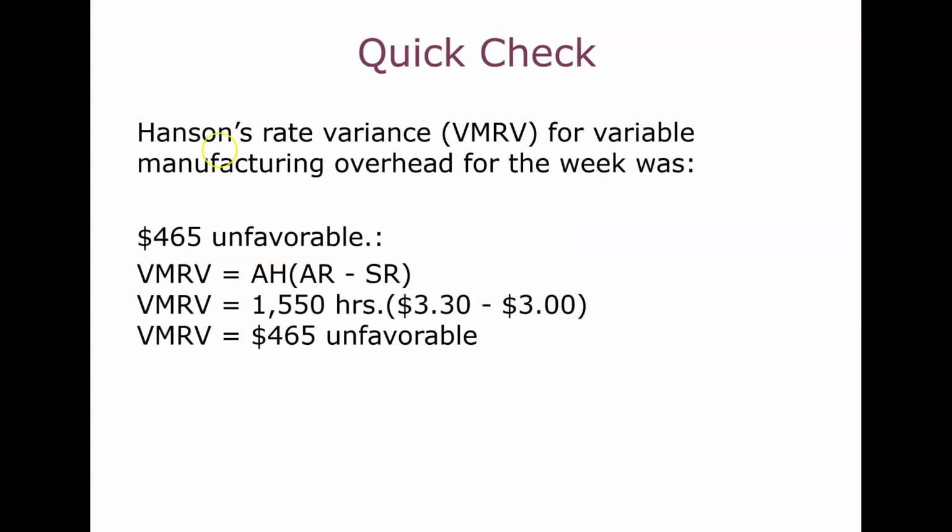First thing that we're going to look at is the variable manufacturing rate variance. Their actual rate was $3.30. The standard rate that was used or calculated was $3. They spent 30 cents more per labor hour on variable manufacturing overhead. Multiply that by the actual hours they used, and that's where you get your variable manufacturing overhead rate variance of $465, unfavorable.